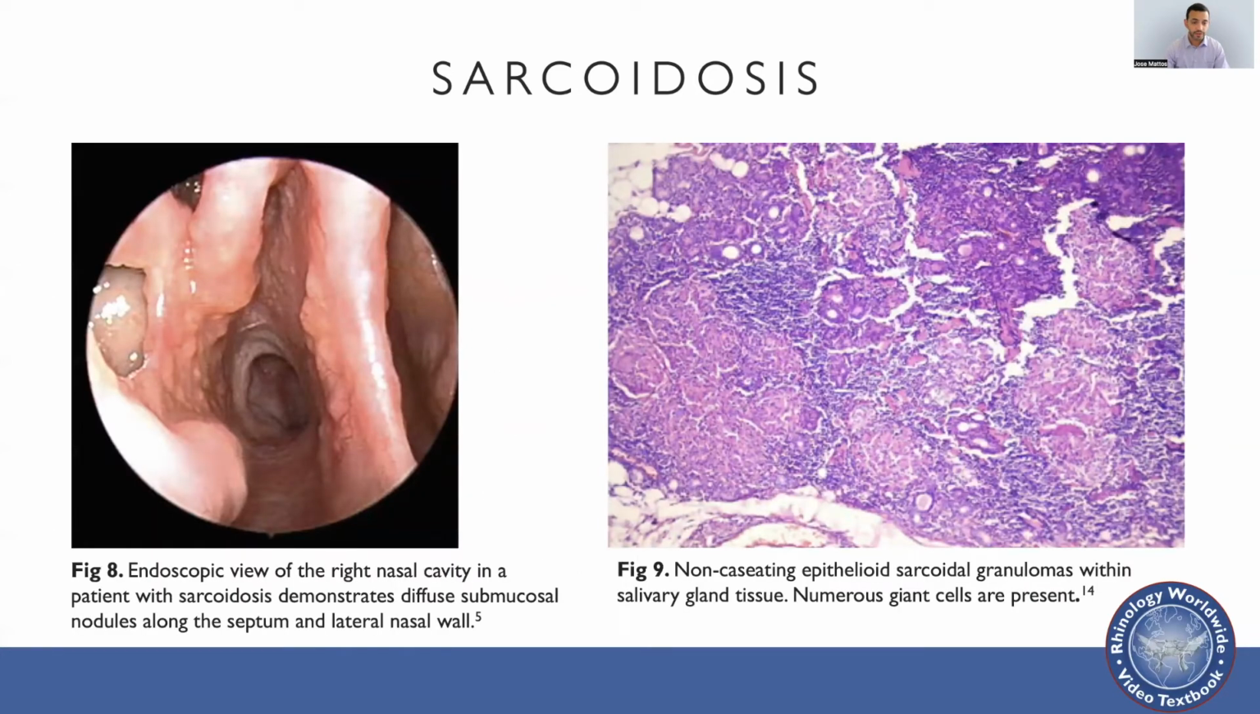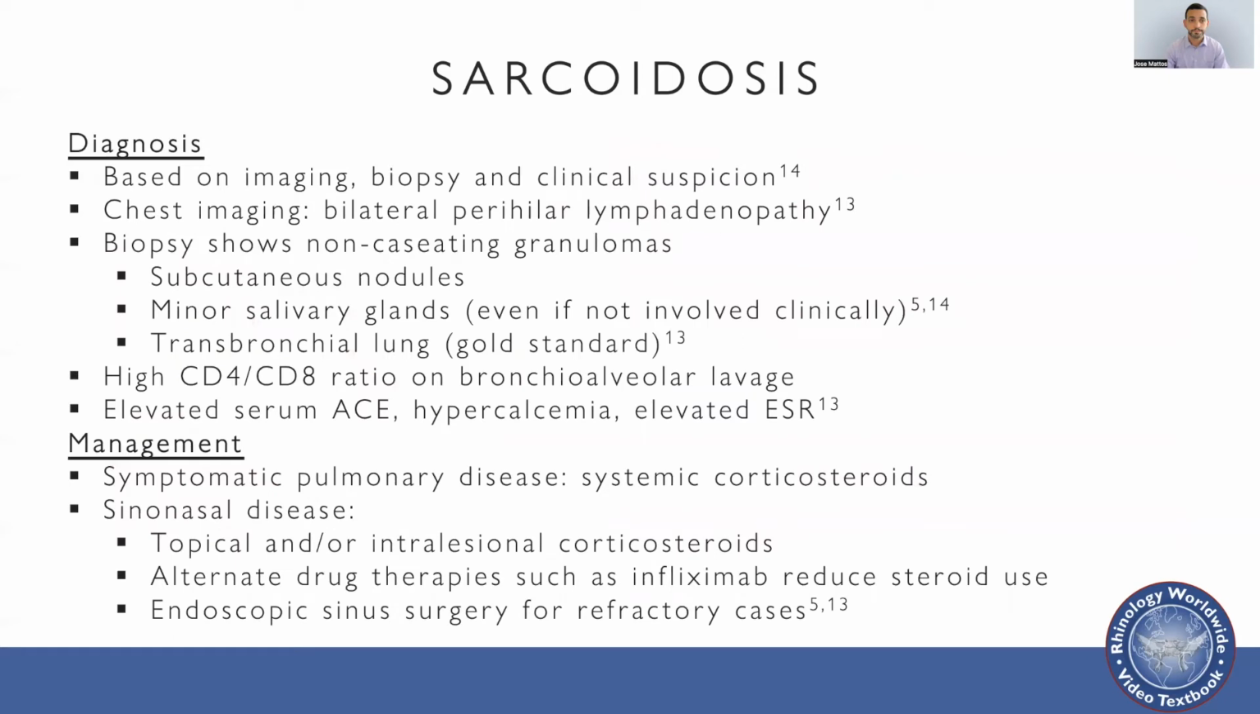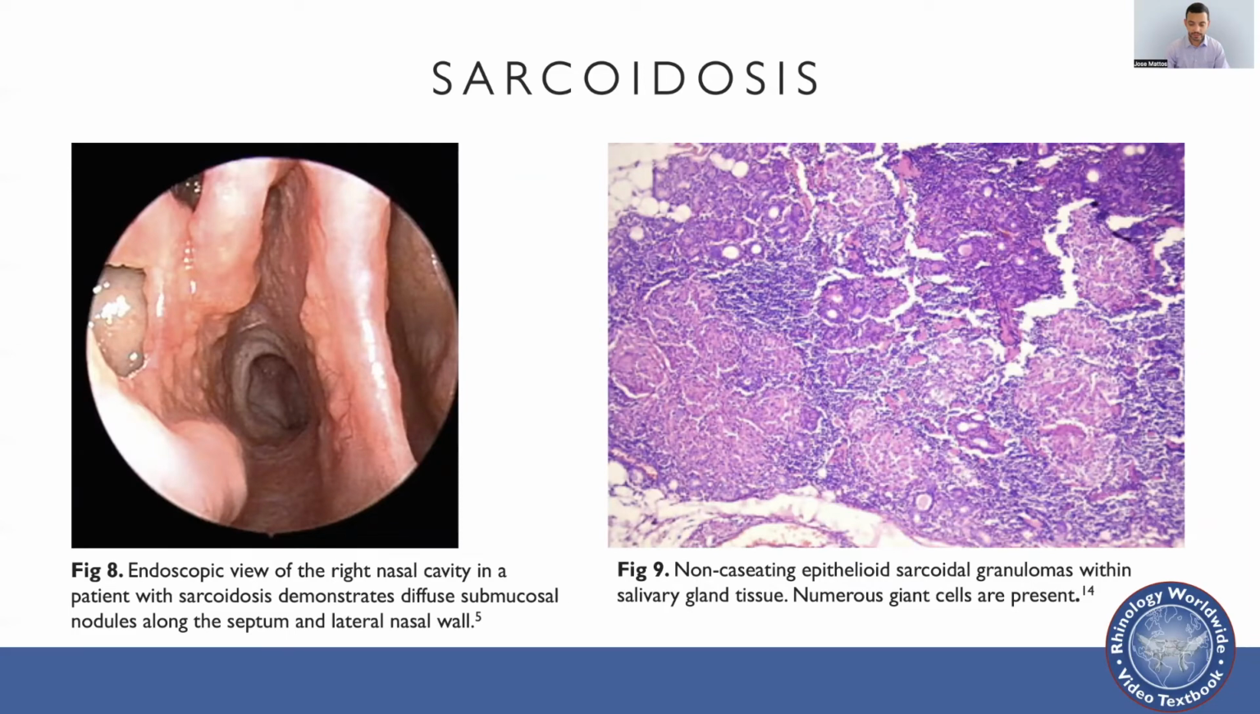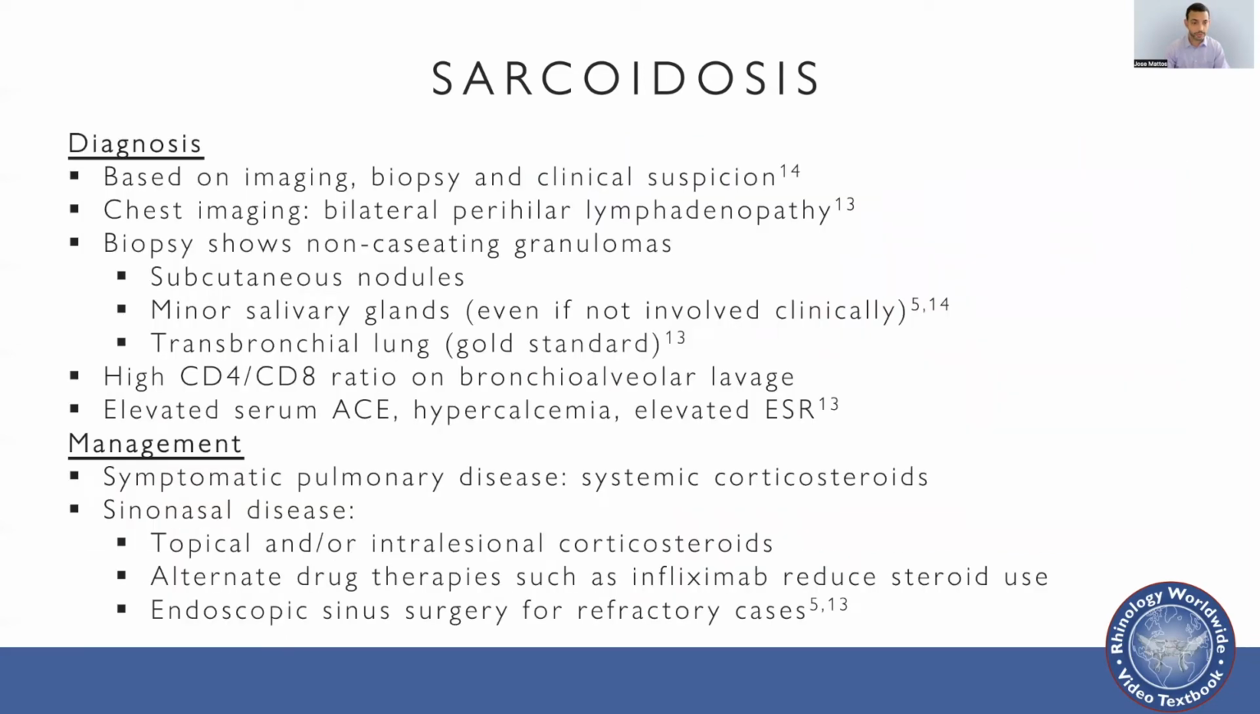Endoscopically, sarcoidosis has a very distinct appearance, showing these diffuse submucosal nodules along the septum and lateral nasal walls. And biopsy of these nodules can show the non-caseating granulomas that are so classic for this disease. The diagnosis is based on imaging, soft tissue biopsy, and clinical manifestations. Chest imaging will sometimes show perihilar lymphadenopathy. Again, biopsies can show the non-caseating granulomas, and sometimes serum ACE levels can be used to help the diagnosis.